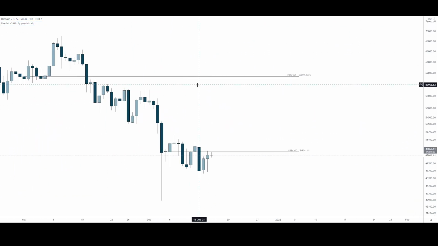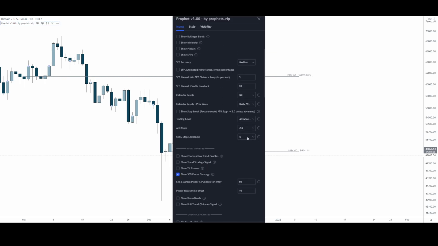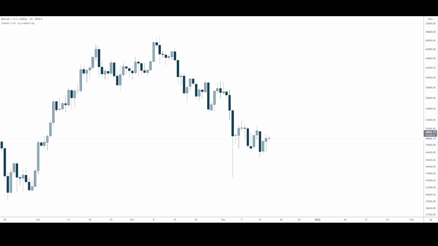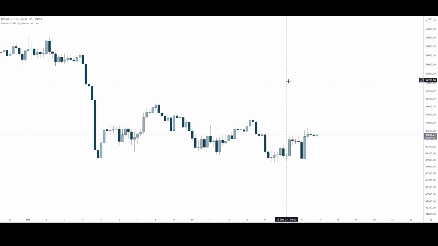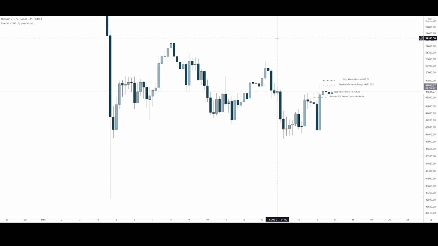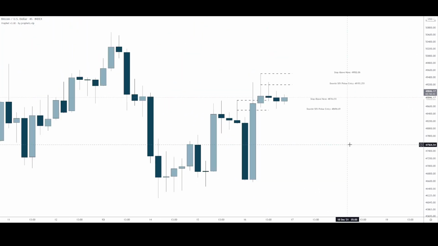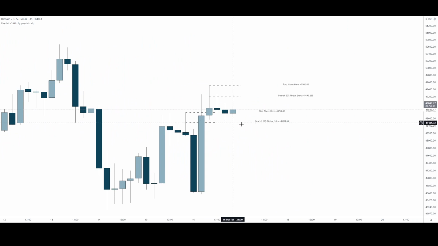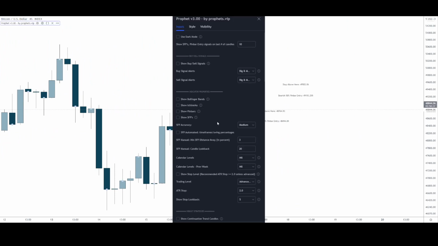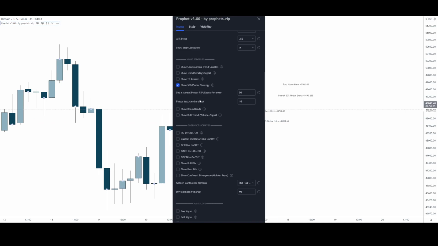So, got that on the chart. I'm just going to get rid of these monthly levels real quick. Cool. We have the 4 hour. Here we go. Cool. So what we'll do, go back down to this. Okay, show 50% pinbar. Here we go. We've got it here, based on 50% of the wick of the pinbar.